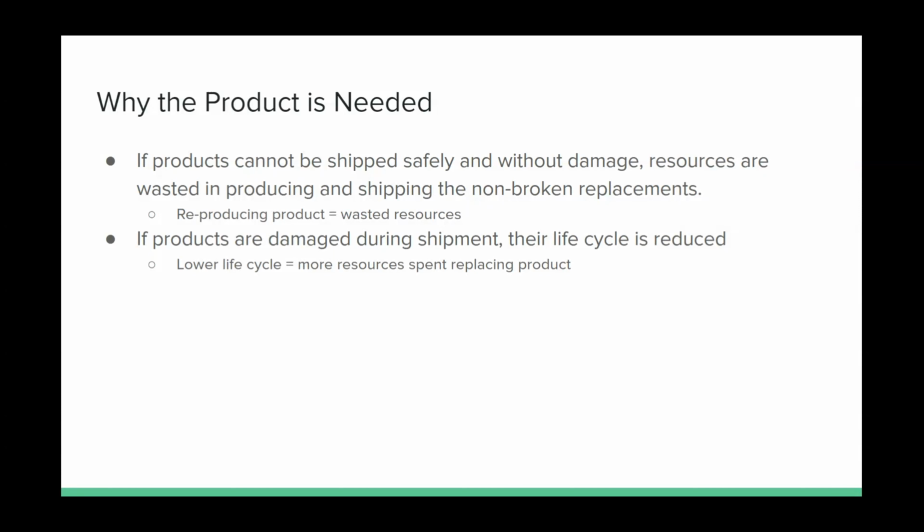It also means that if the product is damaged during shipment but is still usable, the life cycle of that product is reduced. If the life cycle of that product is reduced, that means that the product has to be reproduced sooner. And that means that more resources are used overall in the long run.